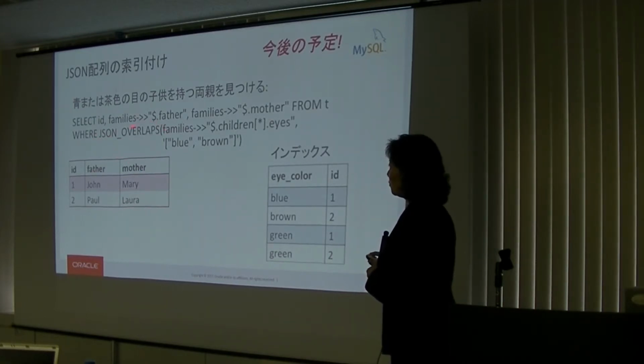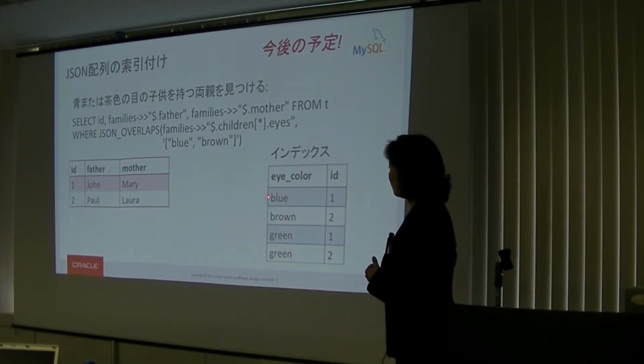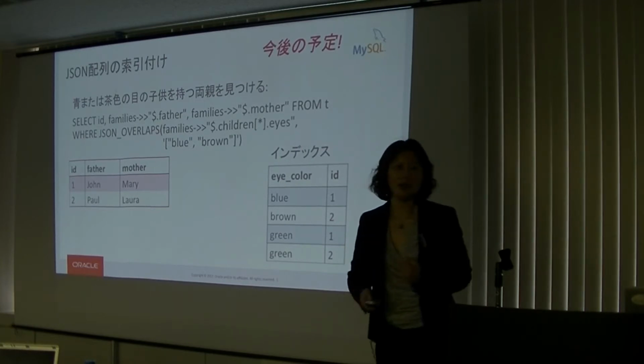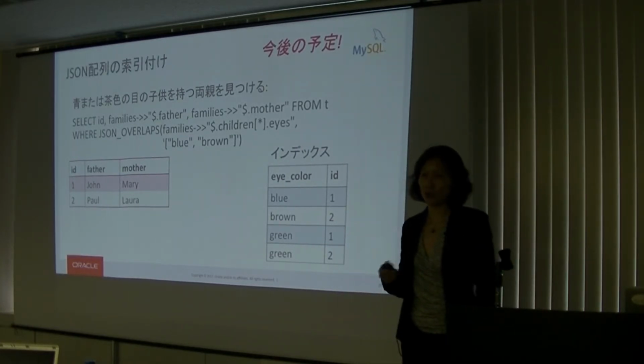Also, we introduced JSON overlaps. It's because now I want to have a query. I want to find all the families with children of either blue eyes or brown eyes. Then we can do either blue or brown. That would be family 1 and 2, so I will return both records. This will speed up queries involving arrays drastically.